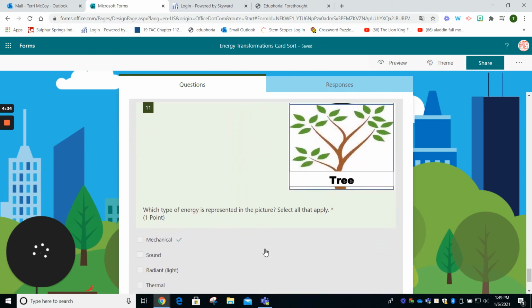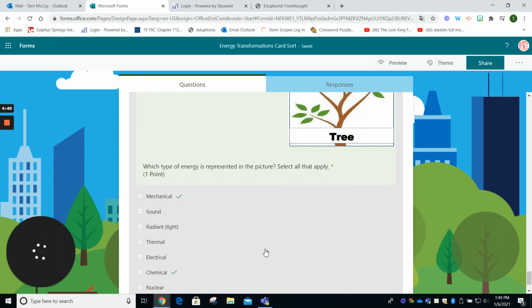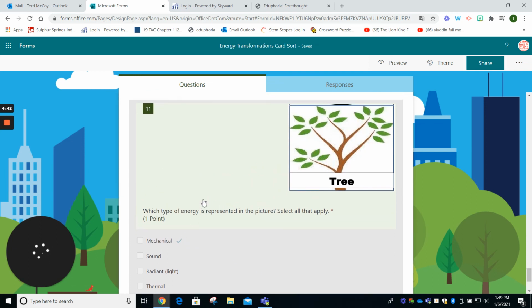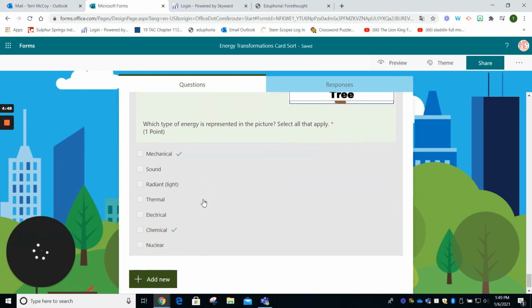Number 11, we have a picture of a tree. So what is happening in a tree? Quite a bit, actually. So we have mechanical energy. If you sat and watched a tree long enough, you would see that tree growing. So that's movement. So we're going to say mechanical energy.